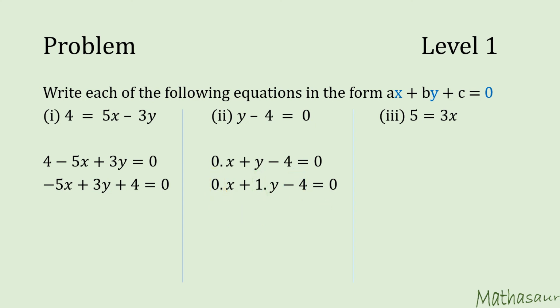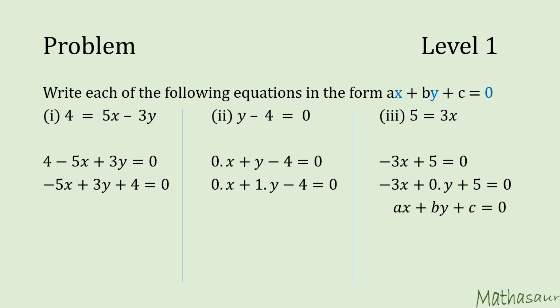Let us look at the third equation. 5 equals 3x. Now this time we do not have a term with the variable y. So let us take all the terms on the left hand side so as to get a 0 on the right hand side. Now we have to fit in the variable y. So let us multiply it with 0. We get -3x plus 0 times y plus 5 equals 0. Comparing it with ax plus by plus c equals 0, we get a equals -3, b equals 0 and c equals 5.